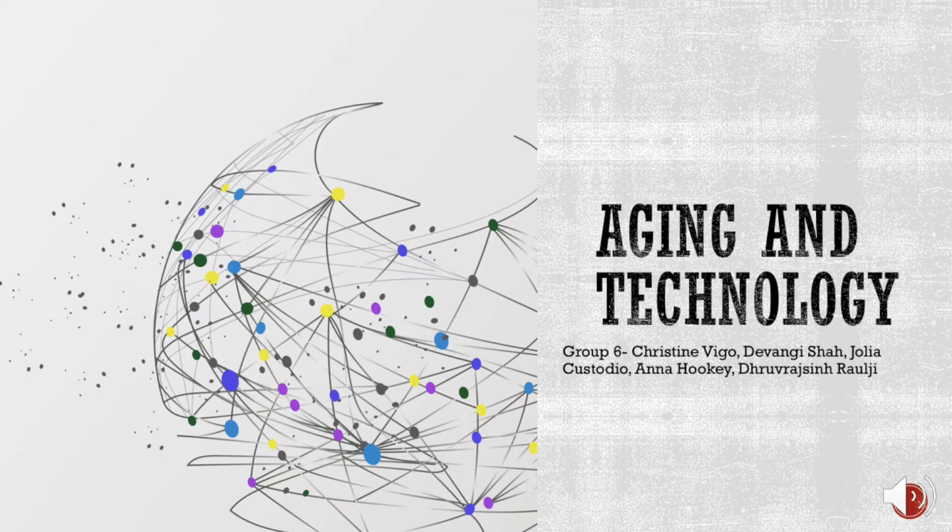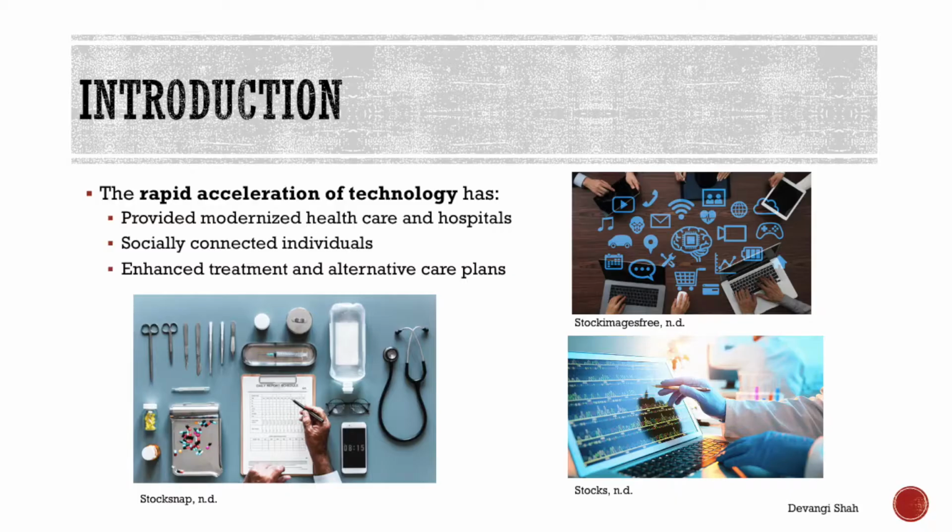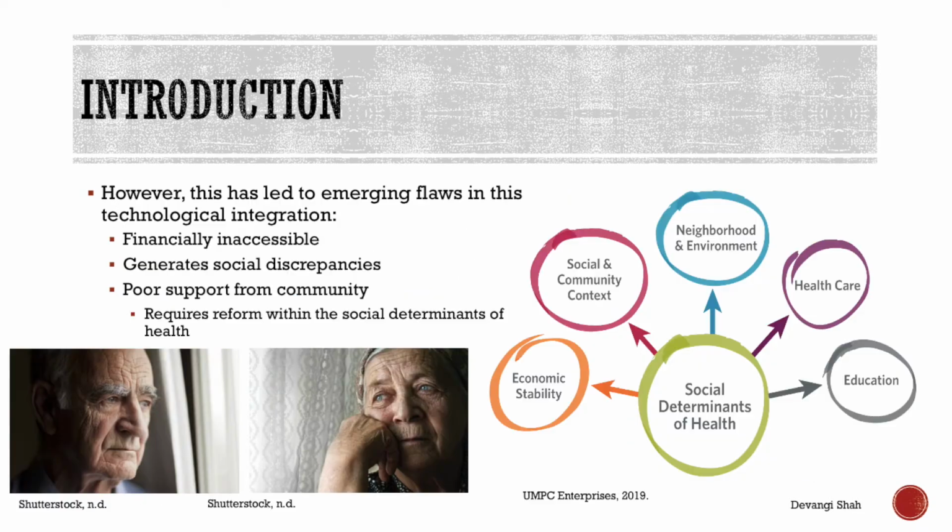Through a series of articles, Group 6 will be examining the relationship between the negative effects of technology and how they influence one's aging process. Let's begin. Introduction. The rapid acceleration of technology has provided modernized healthcare and hospitals, socially connected individuals, and enhanced treatment and alternative care plans. However, this has led to emerging flaws in this technological integration.